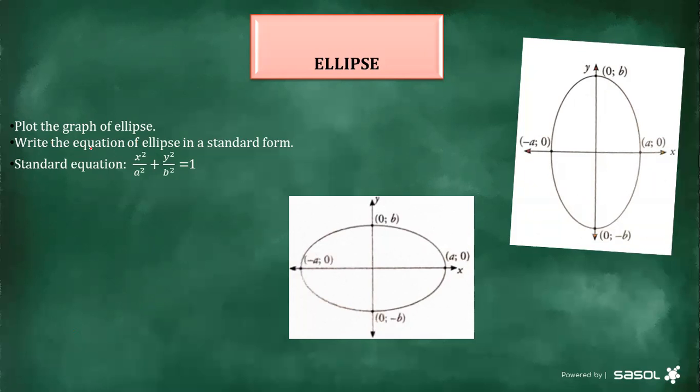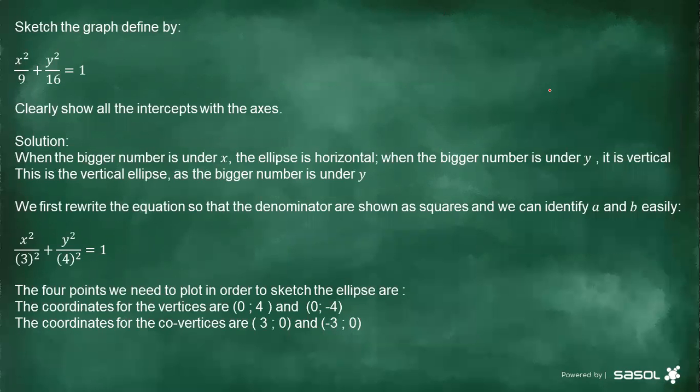The plotting of the graph: write the equation of the ellipse in a standard form. You can see this one. So the plotting is number one. Now the ellipse can come in different forms. It can come in this form, which is horizontal, and it can also come in this manner, which is vertical. So now we should know when the ellipse graph is going to be vertical and when it's going to be horizontal. That is very important. But now let's have one example and see how we can determine that.